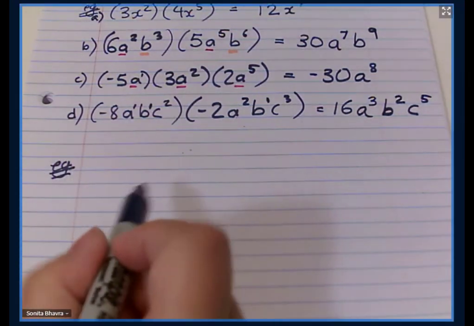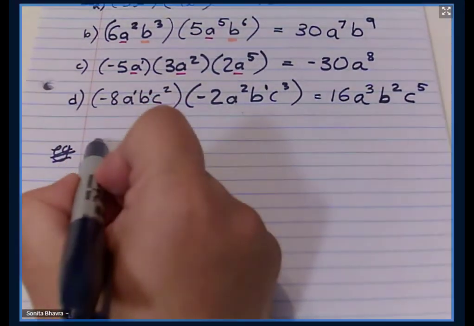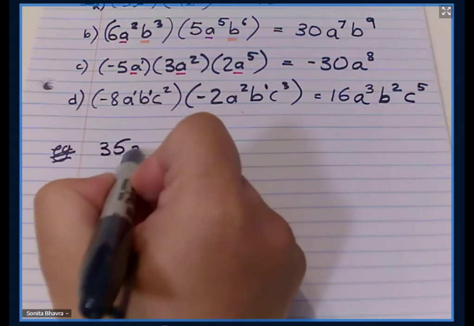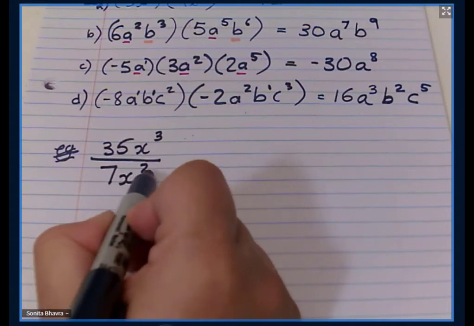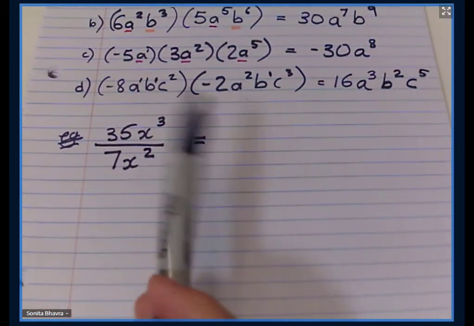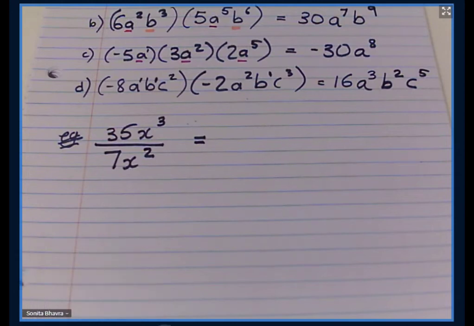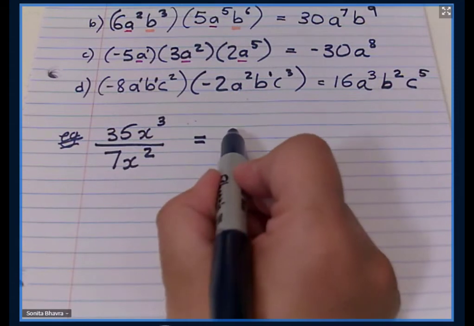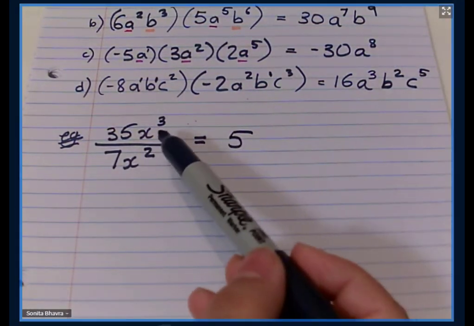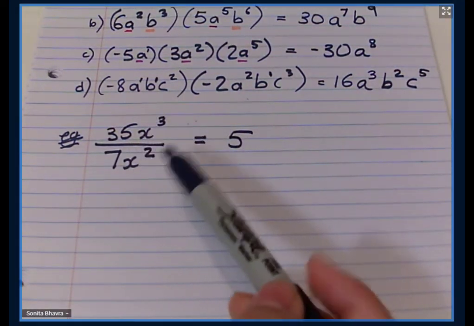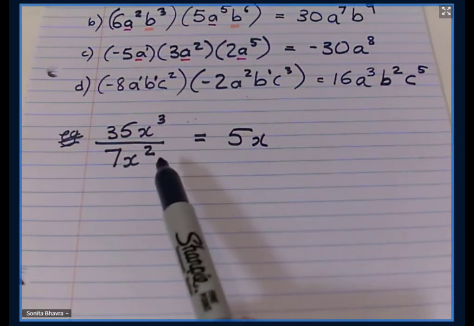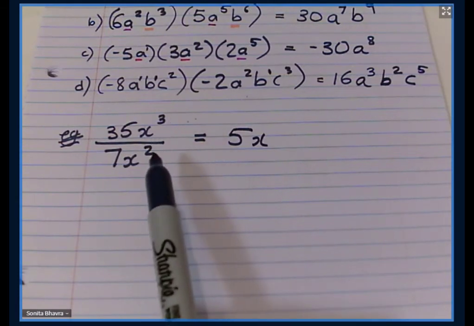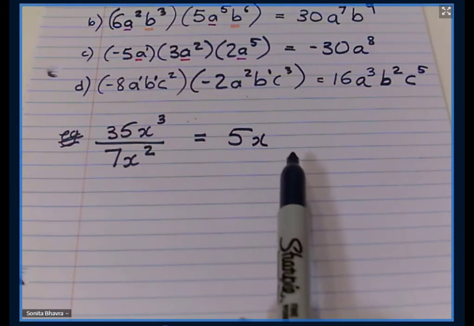So let's take a look at our first example. We have 35x cubed over 7x squared. So the first thing we're going to do is just look at our numbers. We have 35 over 7. That can be reduced. 35 over 7 is equal to 5. Next, we have x cubed being divided by x squared. So the bases are the same. So therefore, we can subtract our exponents. So 3 minus 2 is 1. So I'm just going to leave this as 5x.